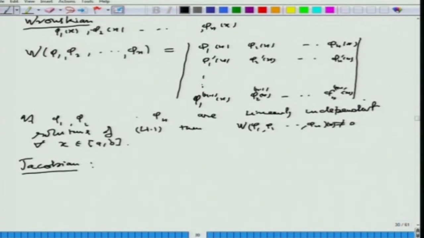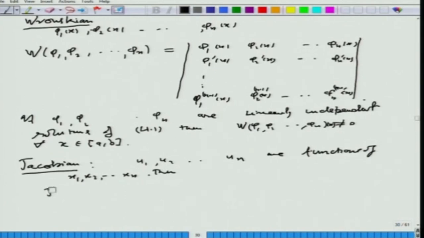So, for the Jacobian, what we will consider is the functions u 1, u 2, u n, and these are functions of x 1, x 2, x n. Then this Jacobian is denoted like this, del u 1, u 2, u n over del x 1, x 2, x n.